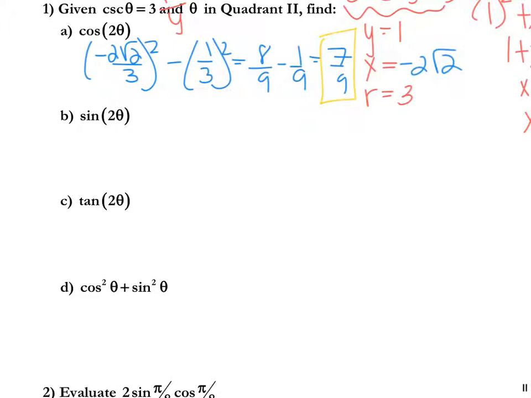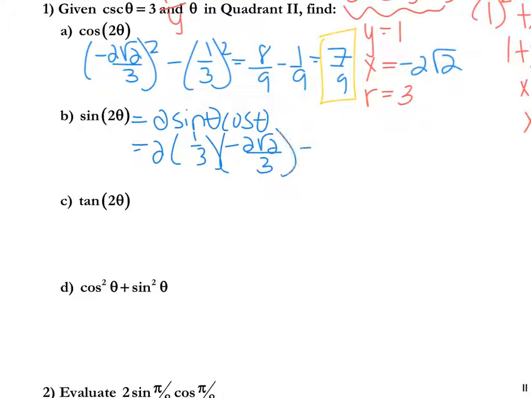Okay, so for the sine double angle, there's only one of them. It's 2 sine theta cosine theta. So we get 2 times the sine of theta, which is 1/3, times the cosine of theta, which is negative 2 root 2 over 3. So my final answer, remember that when you multiply fractions, you multiply straight across. You do not need a common denominator. So negative 4 root 2 over 9.